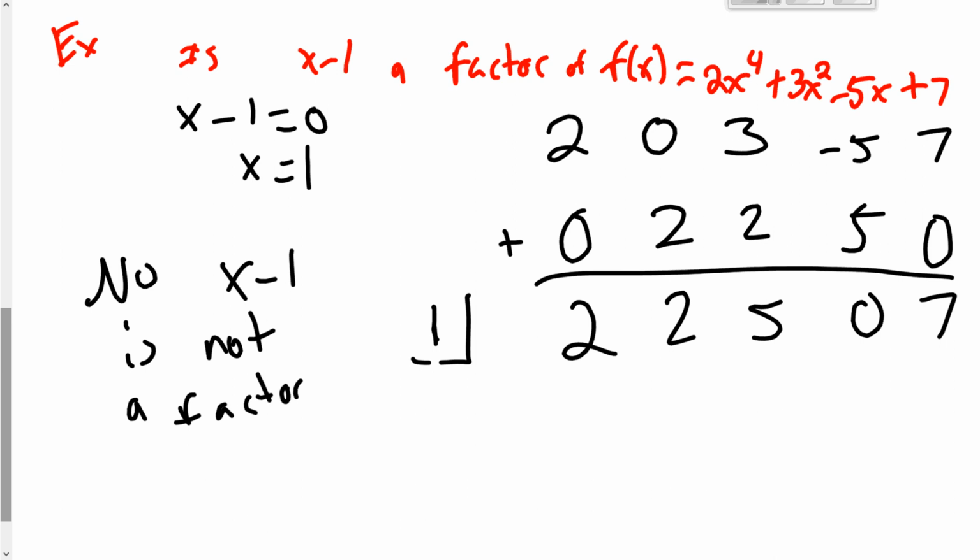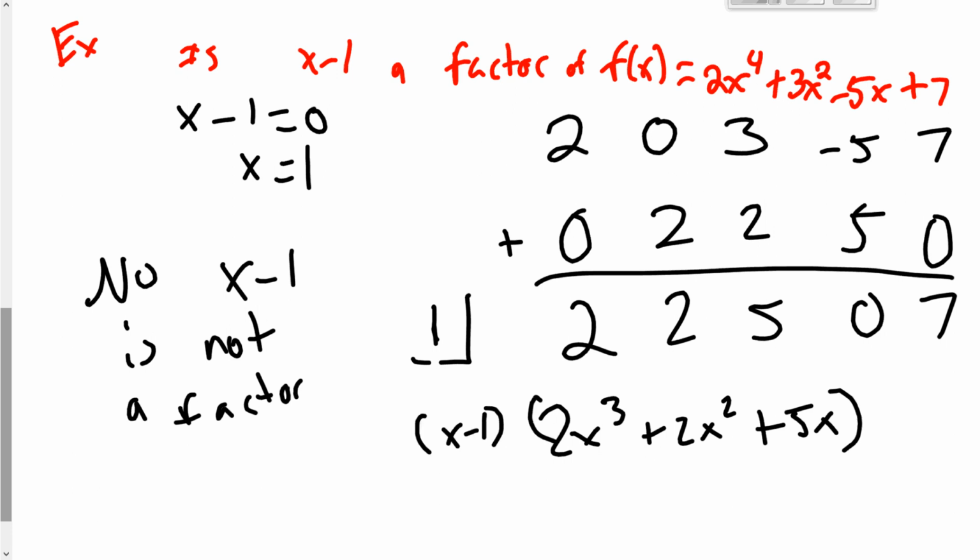What that means is x minus 1 times this polynomial right here, 2x cubed plus 2x squared plus 5x plus 0, with a remainder of 7. So it's 2x cubed plus 2x squared plus 5x, times x minus 1, and then I would have to add this 7 over x minus 1 to this in order to get that original polynomial.